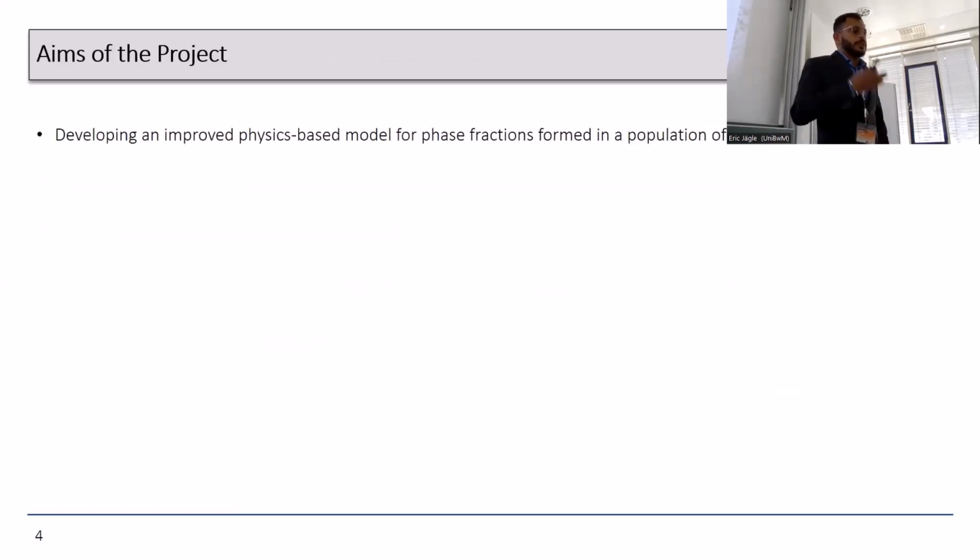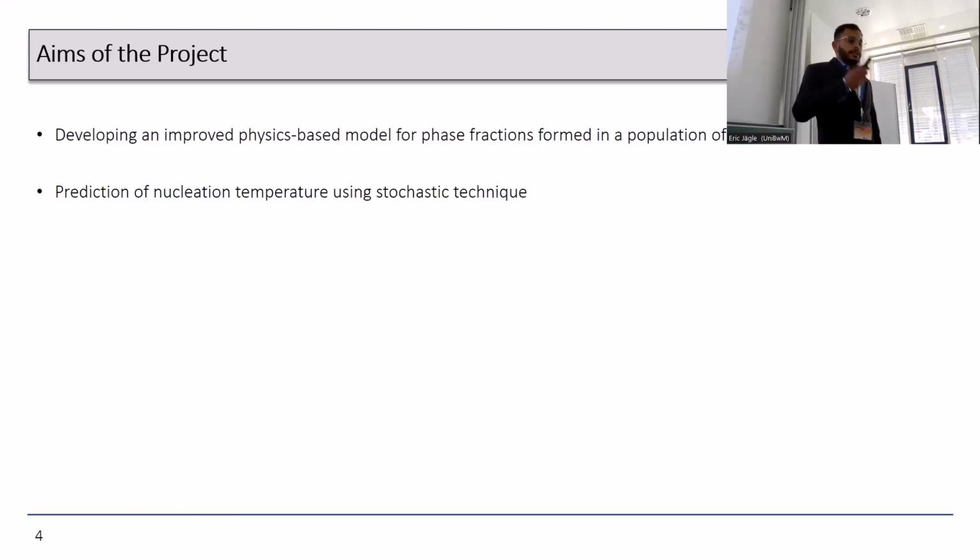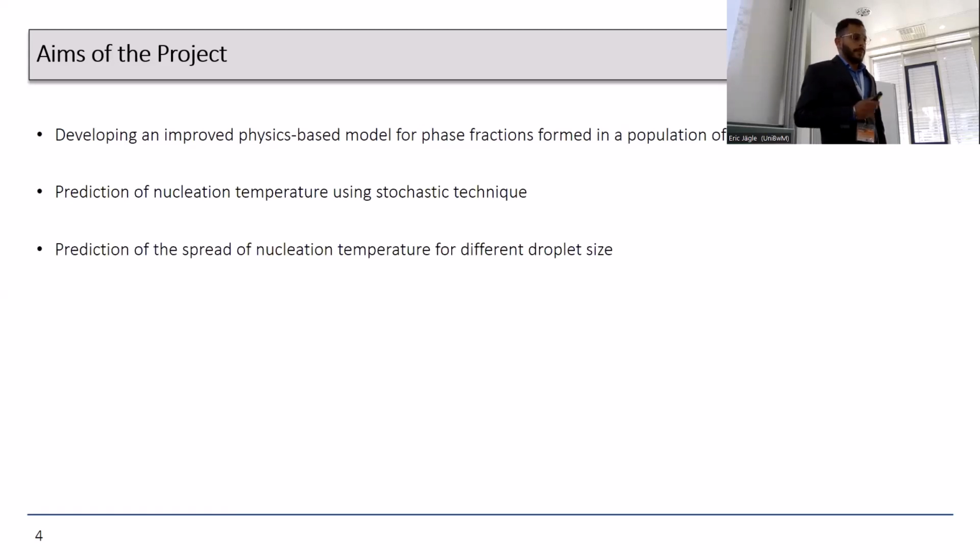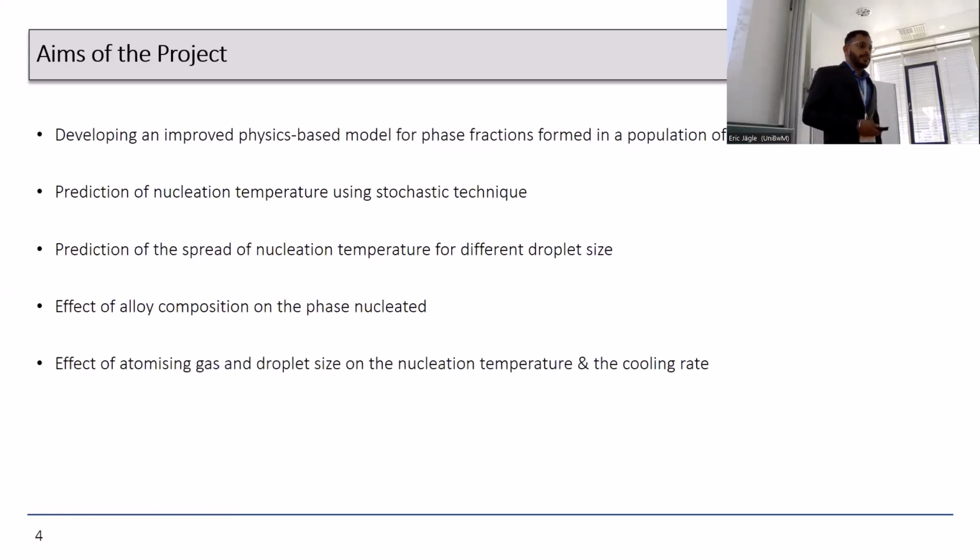So, the aims of my project. The goal is to develop an improved physics-based model for predicting phase fractions formed in a population of gas atomized powder particles, and predicting the nucleation temperature using a stochastic technique. Also, prediction of the spread of nucleation temperature for different droplet sizes, which I will talk about later, and the effect of alloy composition on the phase being nucleated, and the effect of atomizing gas and droplet size on the nucleation temperature and the cooling rate.